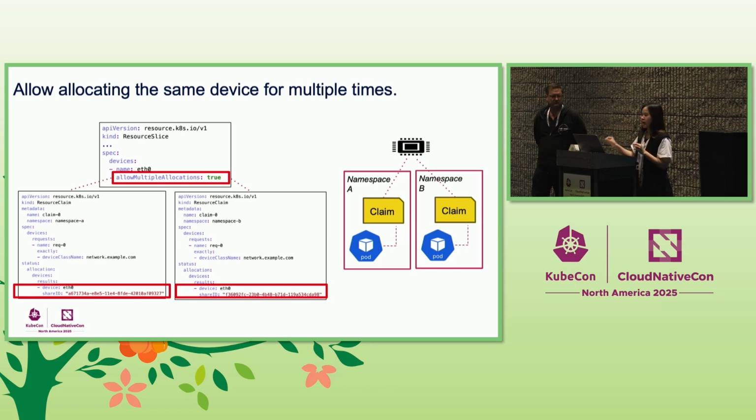But with this feature, we add a new field to the device, allowMultipleAllocations, a Boolean. If it is true, it means this device can be allocated by multiple resource claims or multiple requests. To differentiate each allocation, we add a new field to the allocated device status called shareID, a unique ID for each portion or share.